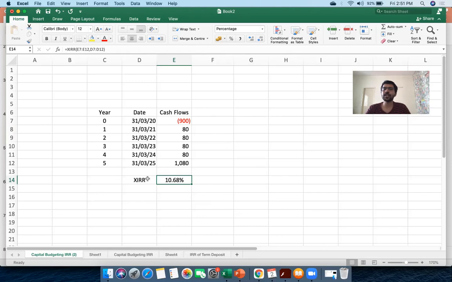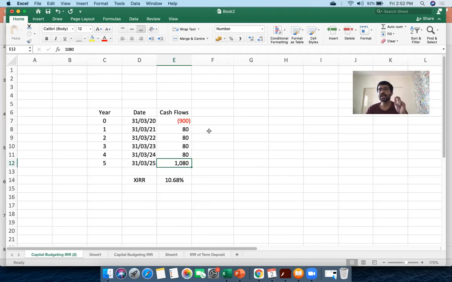If you carefully notice, the bond is paying me only a coupon of 8%, whereas I am earning a return of 10.68% by investing in this bond. How am I able to do that? I'm actually having a capital gain. The capital gain is the difference between 900 and 1000. So I'm having about $100 or 100 rupees of capital gain that is getting built up over a period of 5 years.